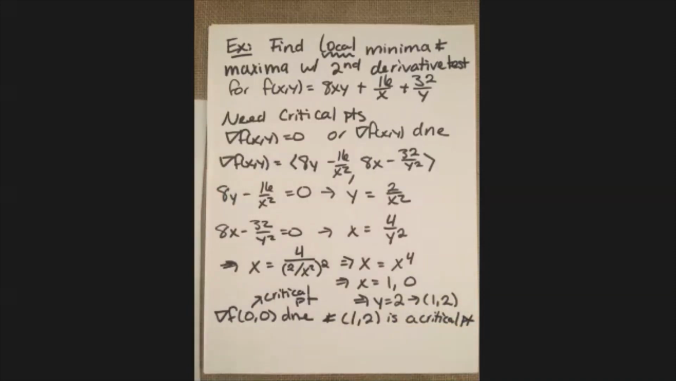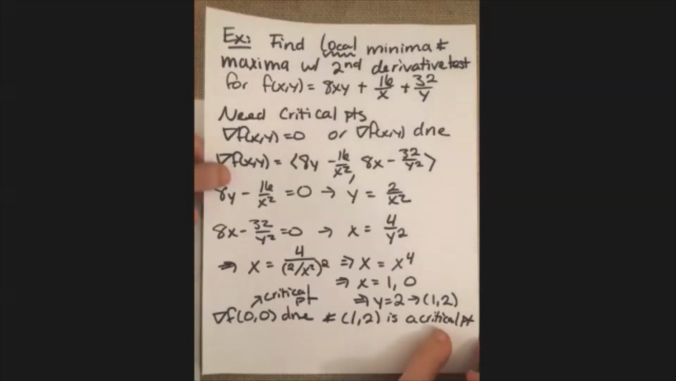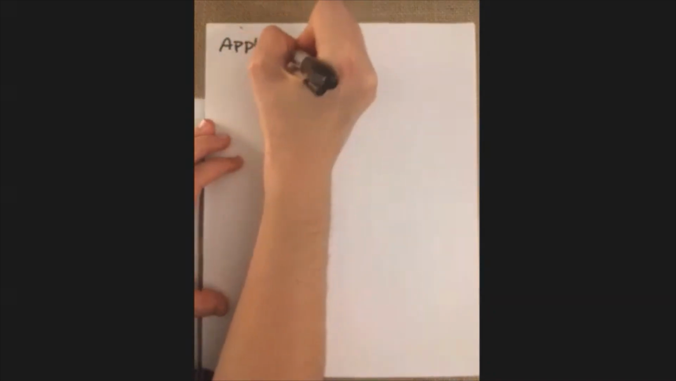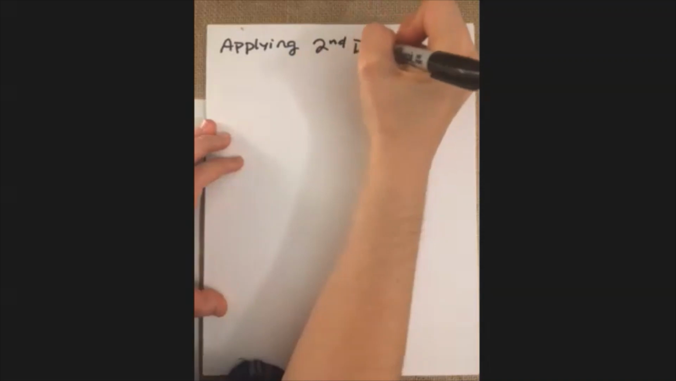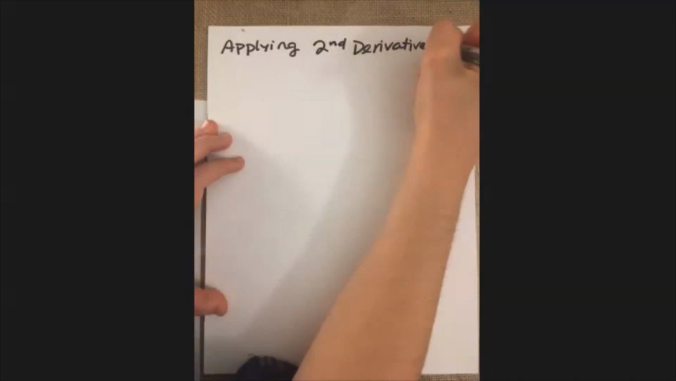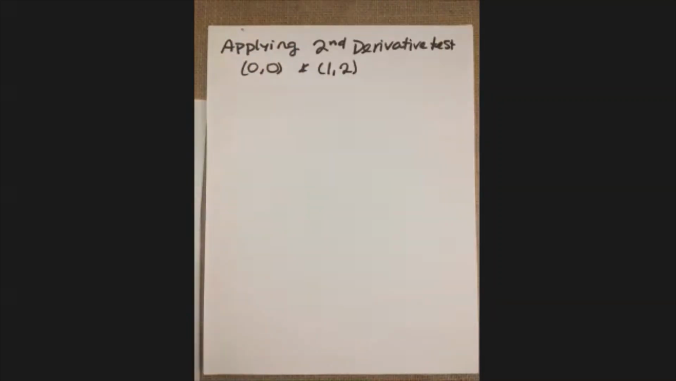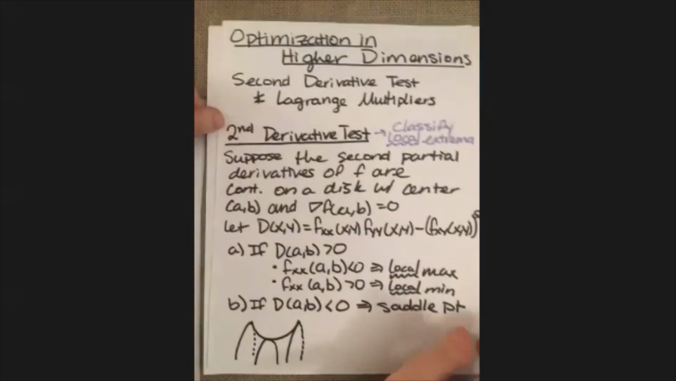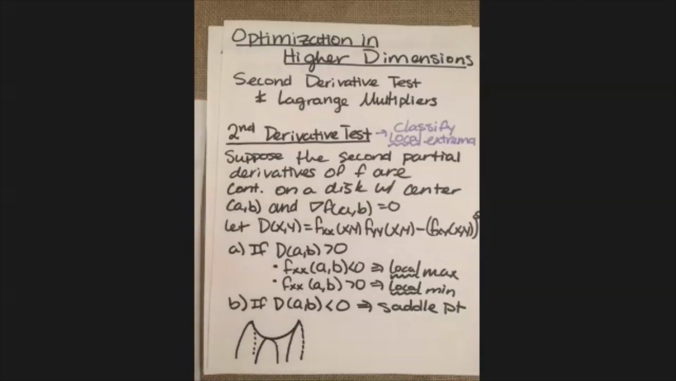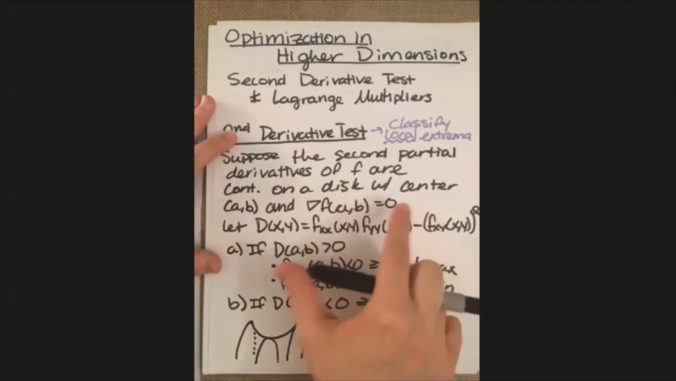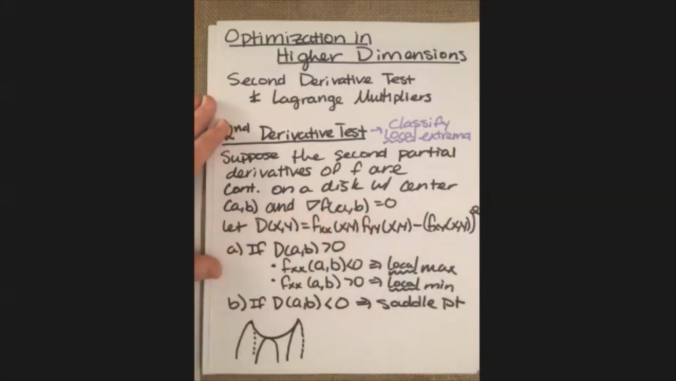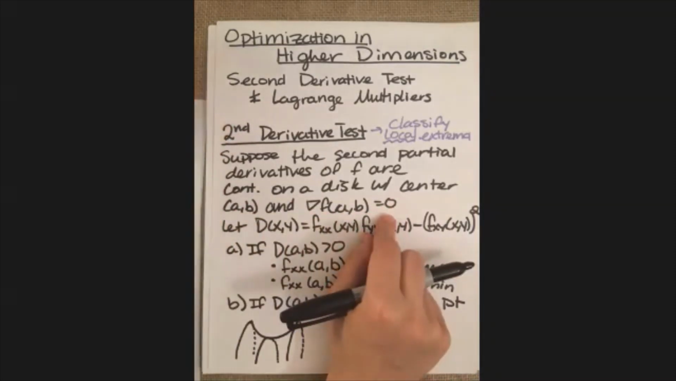All right, so now we have our critical points and we're ready to do the second derivative test. And we're going to do this to (0, 0) and (1, 2). All right, so before we launch into this though, let's go back and check what our conditions were for that second derivative test. We had the requirement that our second partial derivatives are continuous on that disk, and that the center is at (a, b), and that the gradient at (a, b) is equal to 0.